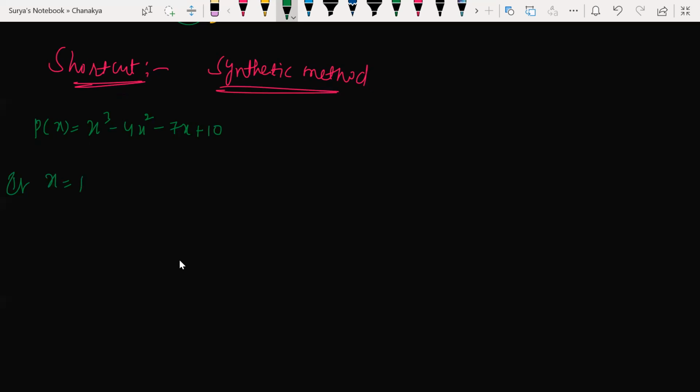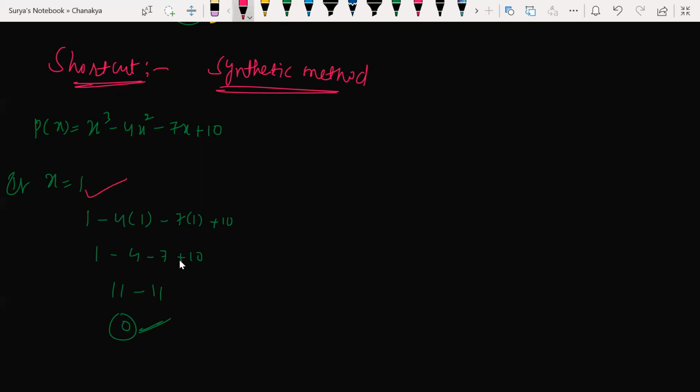If x is equal to 1, you substitute 1 cube minus 4 into 1 minus 7 into 1 plus 10. That is 1 minus 4 minus 7 plus 10. You must get 0, then the answer will be correct. So x equal to 1 is a factor.